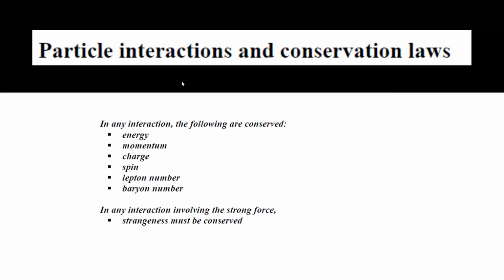Then when there's a particle interaction, what we have to check is that the following are conserved: energy, momentum, charge, spin, lepton number, baryon number. And in any interaction involving the strong force, like a strange quark, the strangeness should also be conserved. So we'll do some examples here.